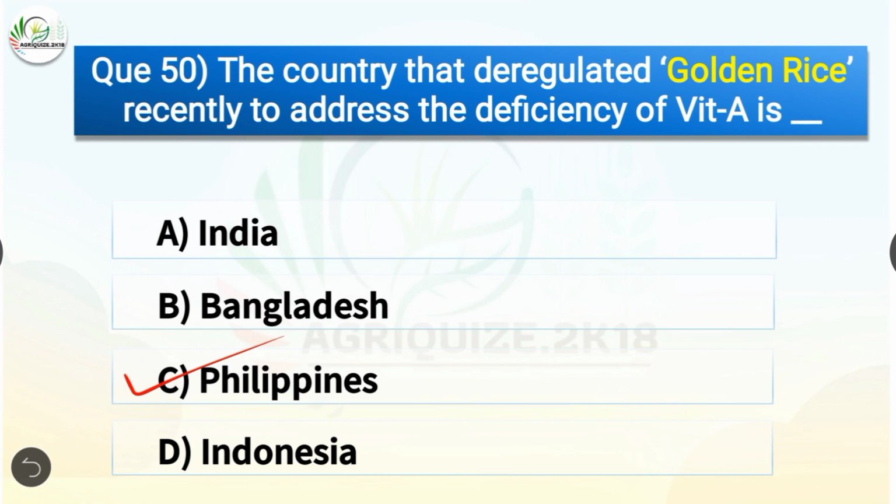Deregulation means a removal of government regulatory control from commodity. It means more freedom and more distribution of the commodity.